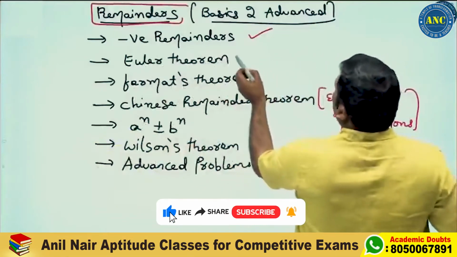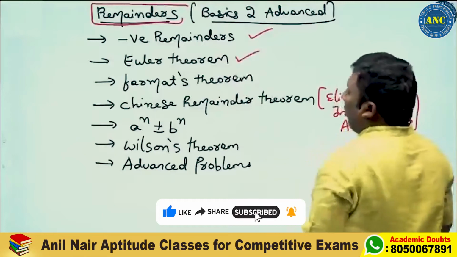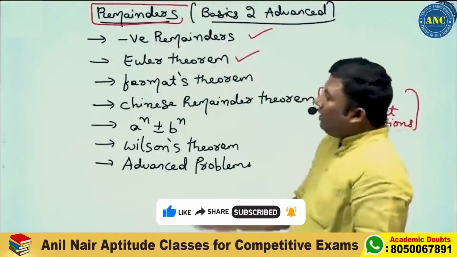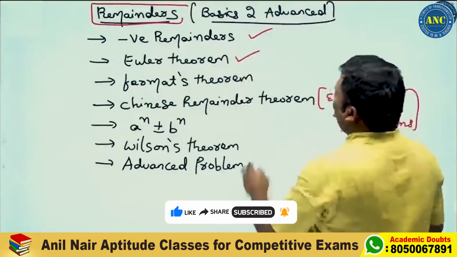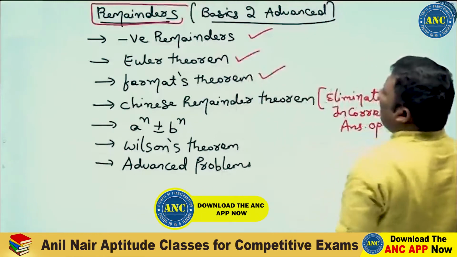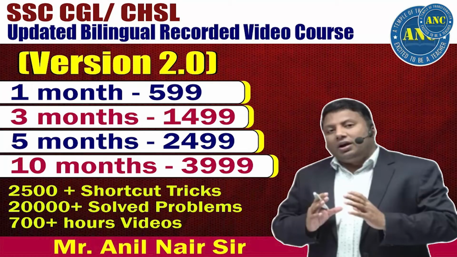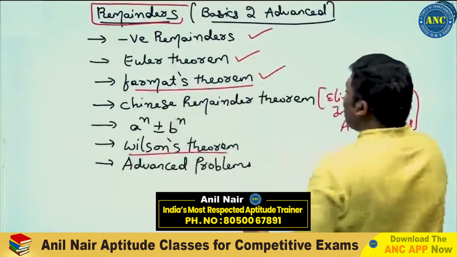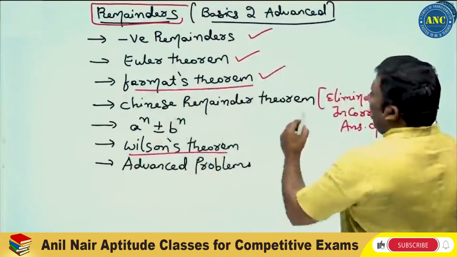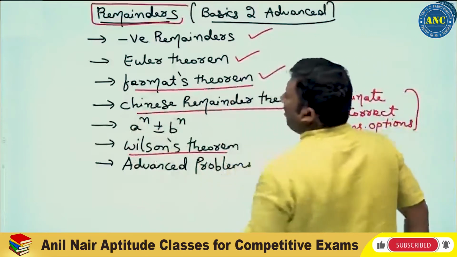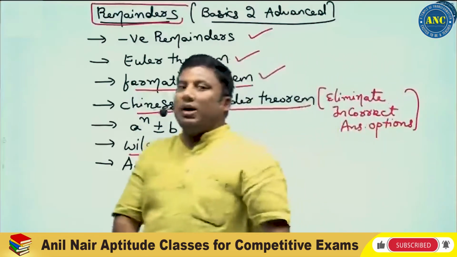What is the drawback of Euler's theorem? What is the drawback of negative reminder theorem? Why did Euler theorem come into the picture? What if the denominator is a prime number? Either Fermat theorem is used or Wilson's theorem is used. How to eliminate incorrect answer options? By using Chinese remainder theorem.